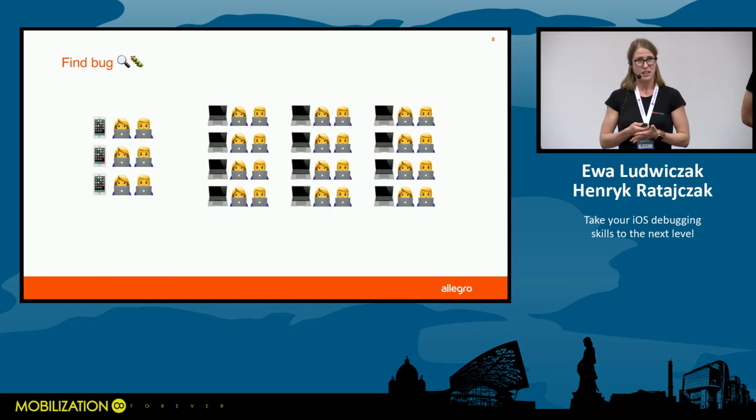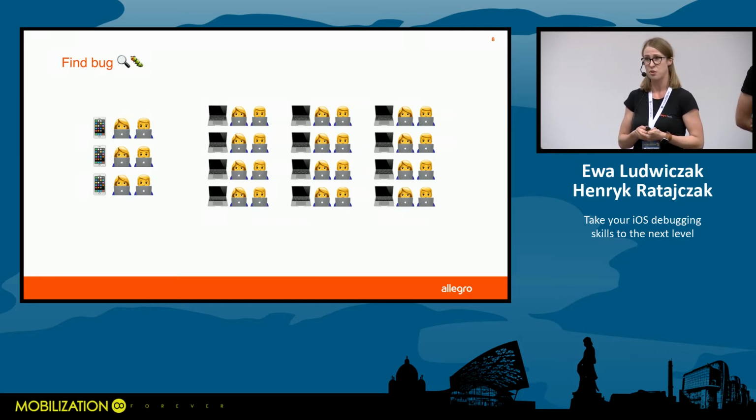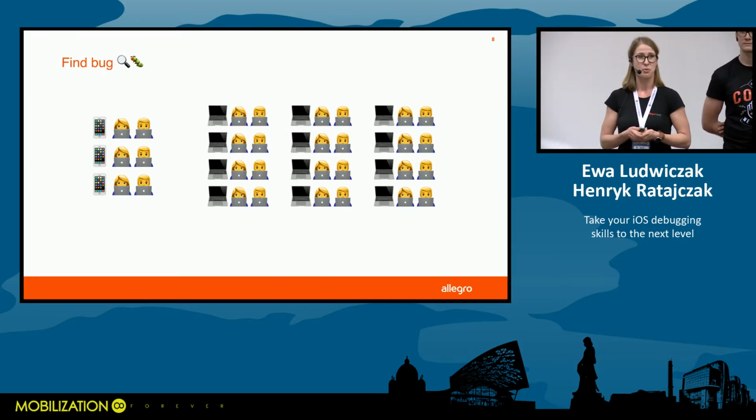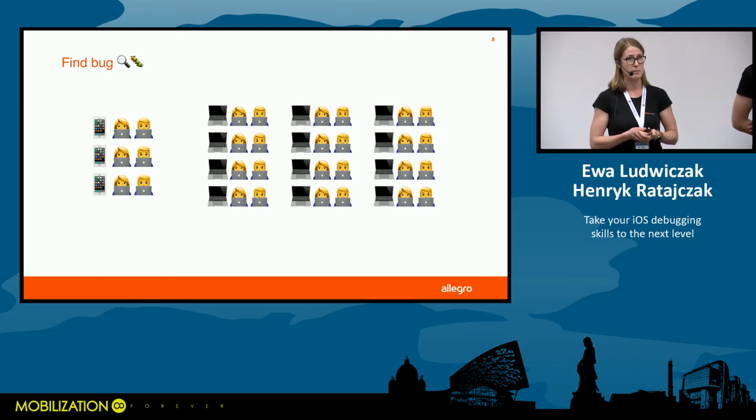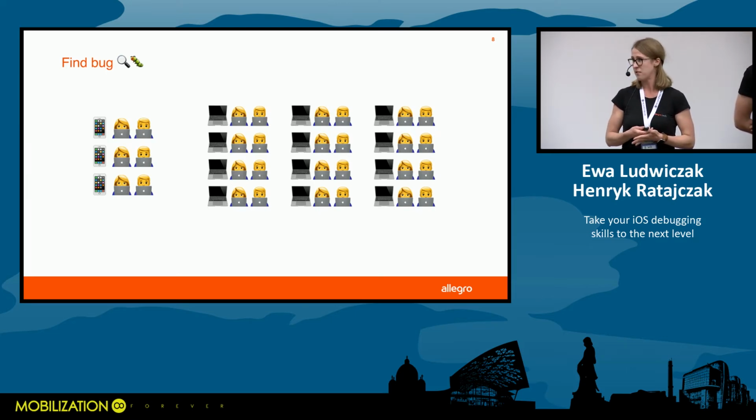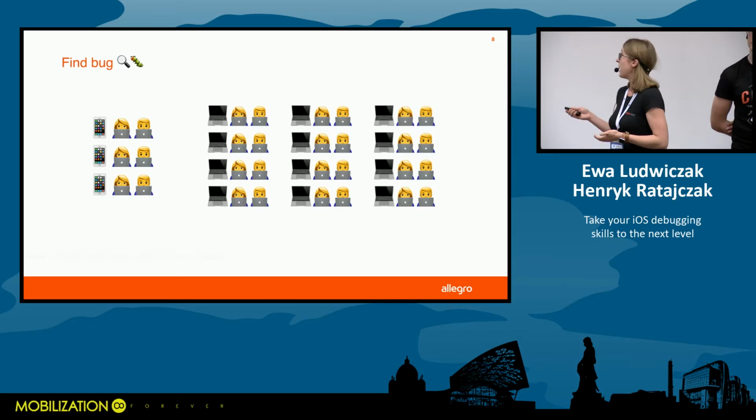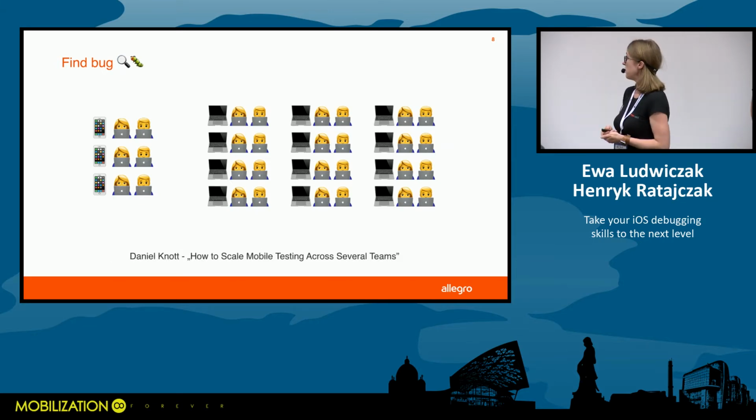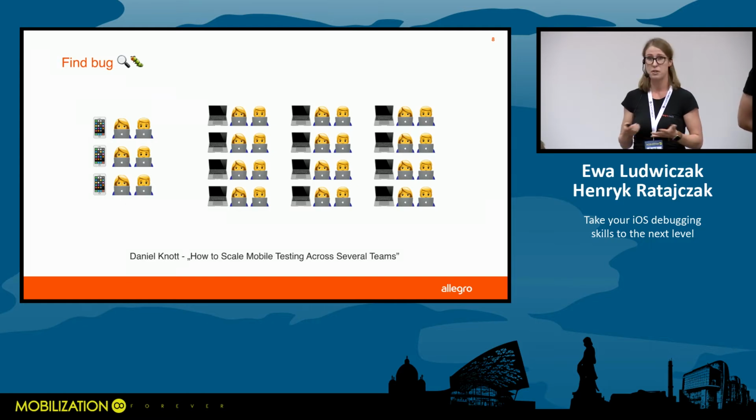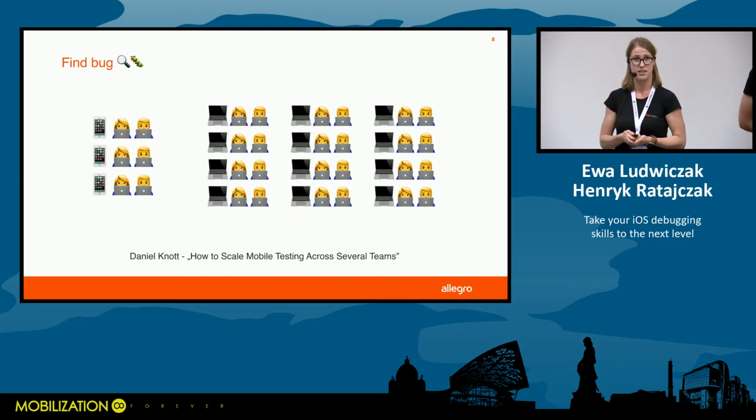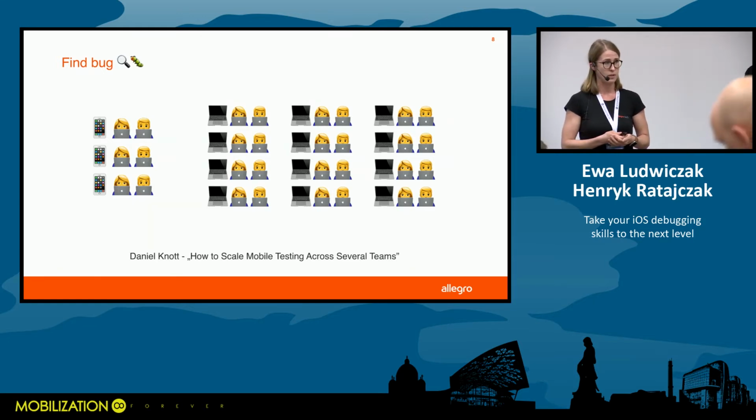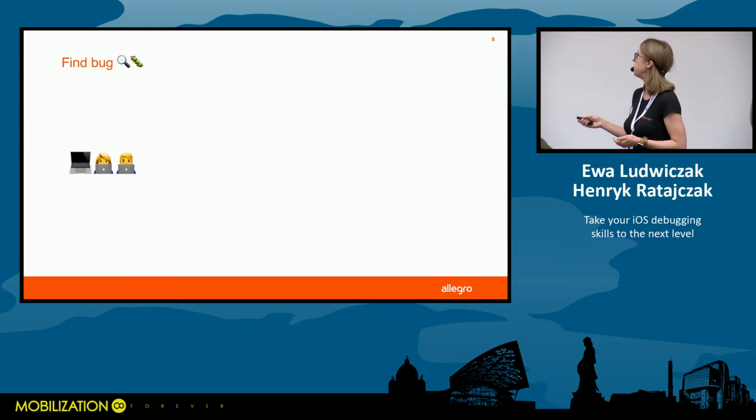Okay, it is trivial. A less trivial question remains: how to do it, especially in a company that is originally web-based, so a company where most of the IT department consists of web developers, front-end and back-end ones. I really like the answer given by Daniel Knott in the presentation on how to scale mobile testing across several teams. So if you are interested in this matter, I recommend this presentation. But today we would like to tell you more only about one of the things that we do in our company to support mobile application quality.